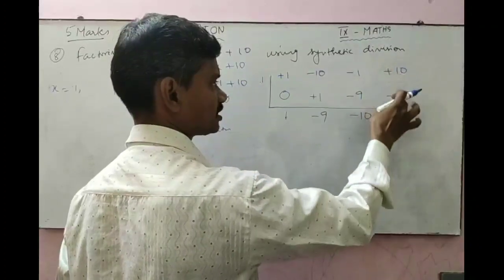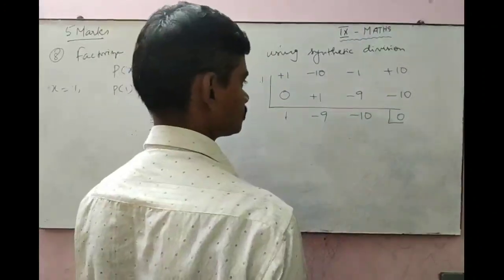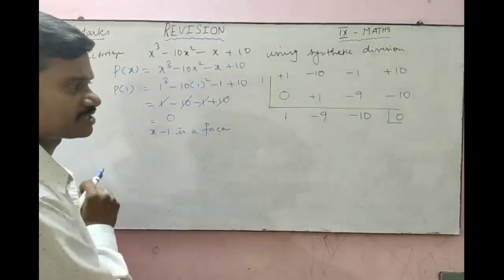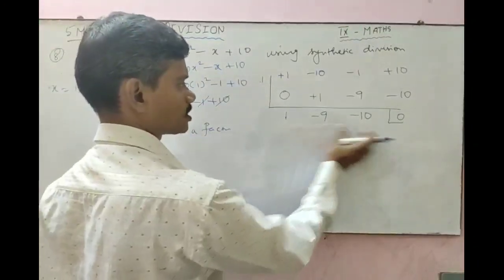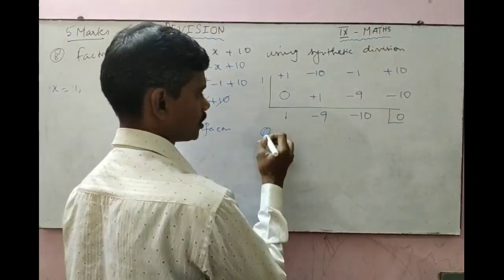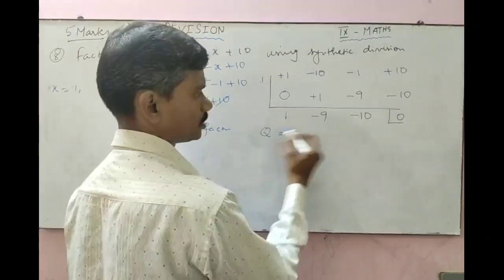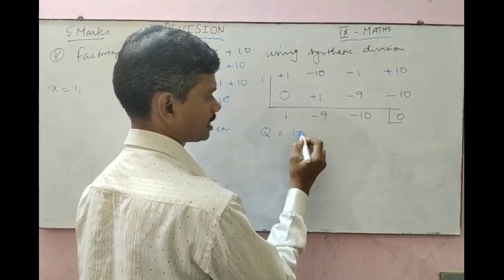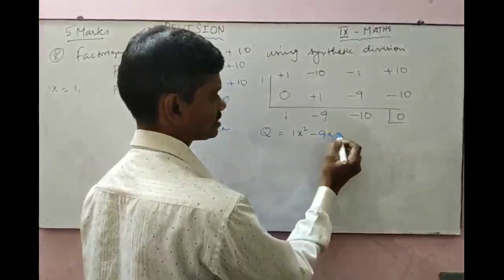Because both are different signs, if you subtract, 0 will come. So you have to get the remainder as 0. Then only x minus 1 is a factor. Then you will get one quotient. What is this? 1 minus 9 minus 10. You have to write this as the quotient in a quadratic polynomial. So since it is 1, here 1x square comes, minus 9x minus 10.